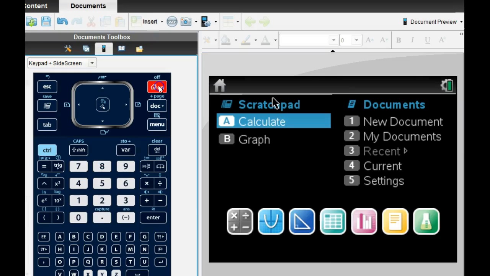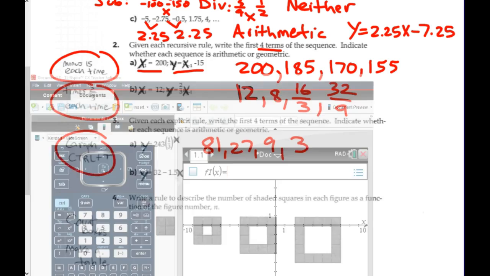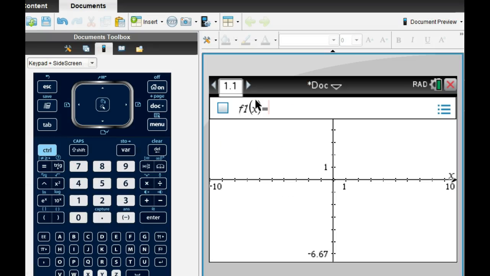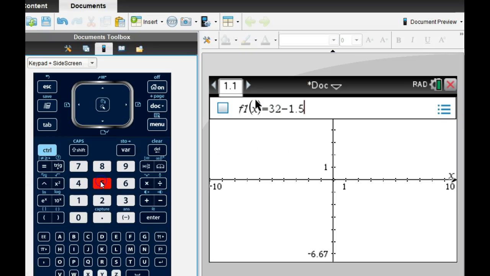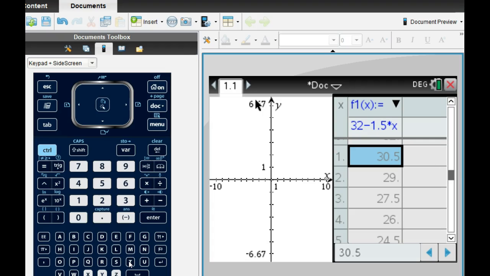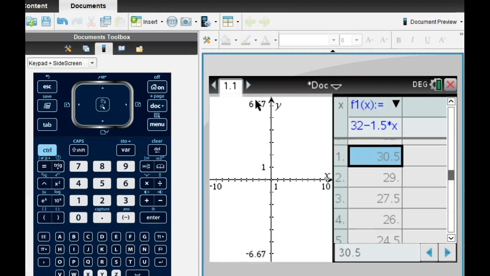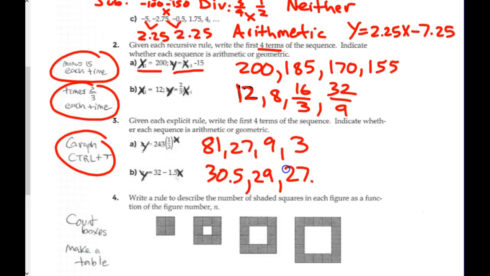Let's do it again for the next one. Graph it. And then what are we graphing? 32 minus 1.5x. Graph it. Now 32 is way up top, so you don't see it, but still hit Control T. Here are your first 4 terms, 30.5, 29, 27.5, 26. Not too bad.